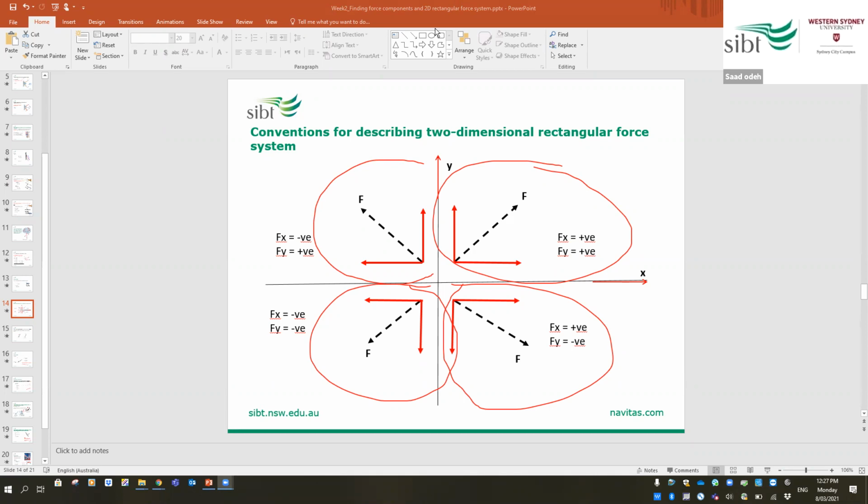Once you know that the x component, Fx, is to the left side, then it's negative. If it's to the right side, then it's positive. Same thing for y. If Fy is upward, then it's positive. If Fy is downward, then you give it sign negative.